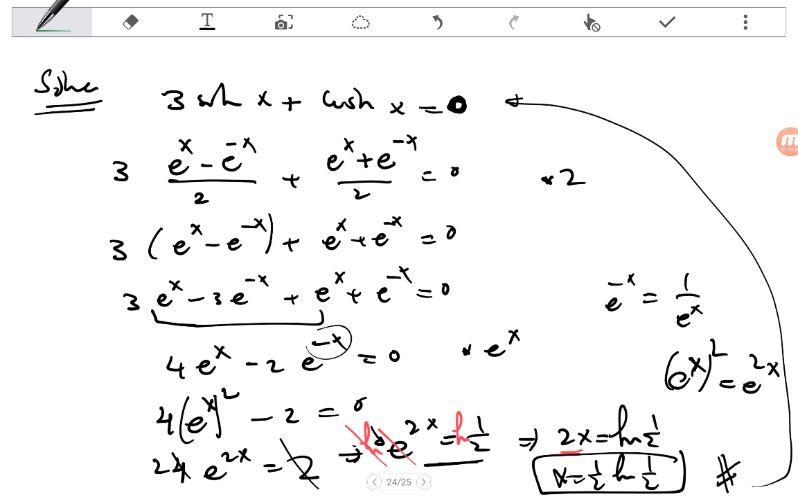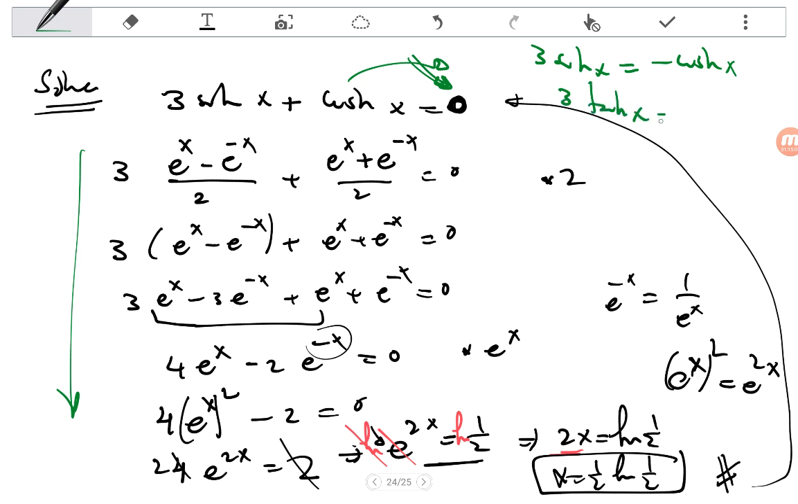What would it be if I have this side to be 0? I've just solved it for you for any number here. But if I had this to be 0, I can just take this to the other side. 3 sine x equal to minus cosine x. And I divide by the cosine, so it will be 3 tangent x equal to -1, which is tangent x equal to -1/3. Now, I have managed here to make the whole equation in terms of just one.